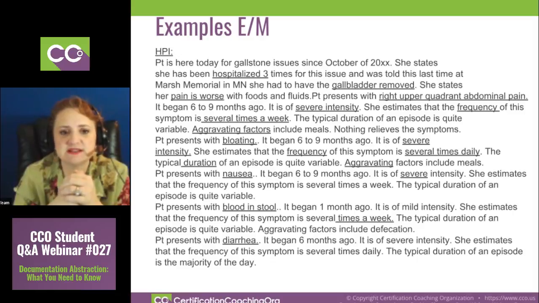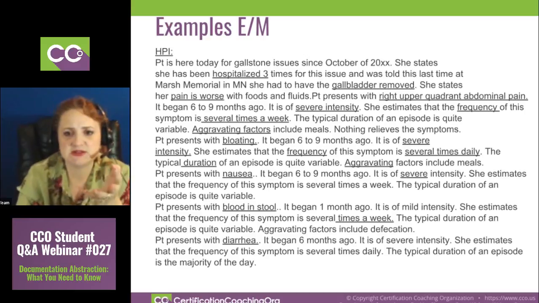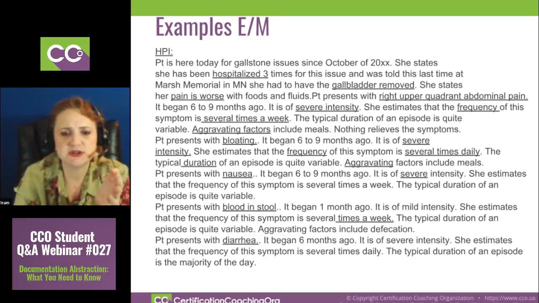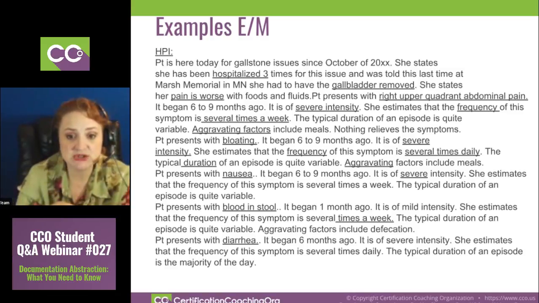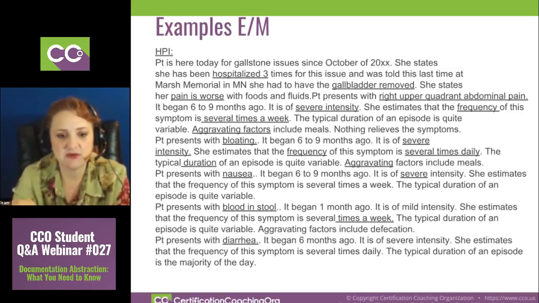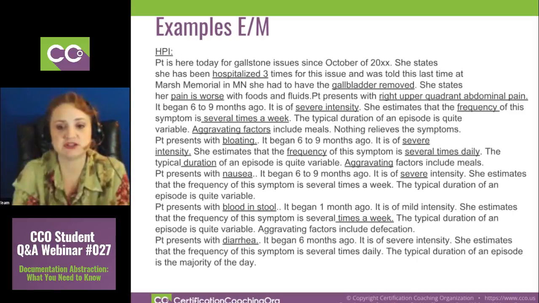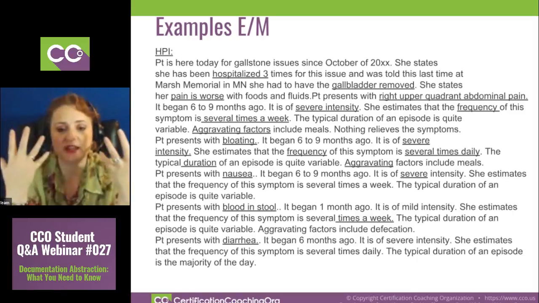Things like, okay, hospitalized 3 times, gallbladder removed, pain's worse, right upper quadrant, severe intensity, frequency, all right, because I need to know the frequency, several times a week. Aggravating factors, boom, all right. Bloating, severe intensity, frequency, several times daily, duration, aggravating, nausea, severe, blood and stool, times a week, diarrhea. These things are just flipping off the page at me and saying, hey, look at me, this is pertinent stuff.